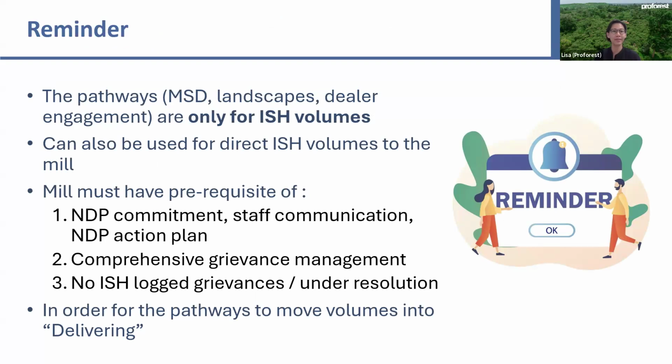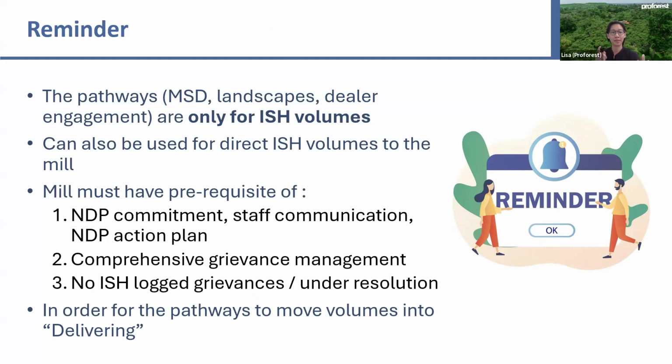Also, just a reminder, these pathways are also just for independent smallholder volumes, but the mill must also have a prerequisite. If you recall, in the earlier parts of the IRF version 6 templates, there are the mill systems and processes. So the mill must, of course, have the NDPE action commitment. It must have communicated with its staff. It must have an NDPE action plan, right?